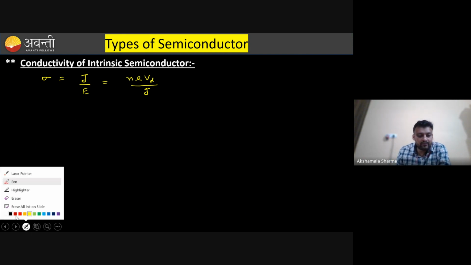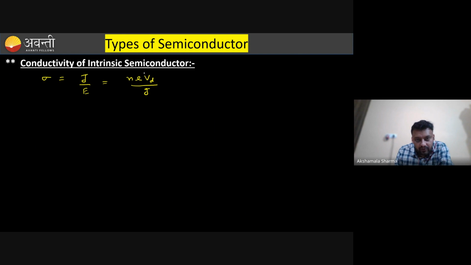The same I have used here. Now, v_d upon E is nothing but mobility. v_d upon E is what? Mobility. So sigma can be written as n e mu. Mu is what? Mobility. I hope you know that. v_d upon E is mu. Now moving further.